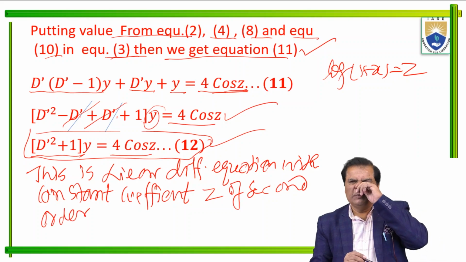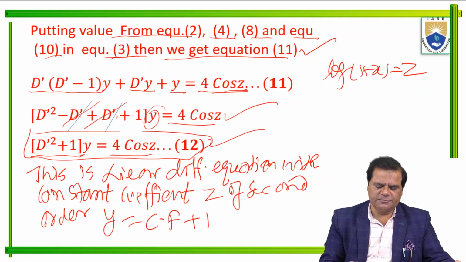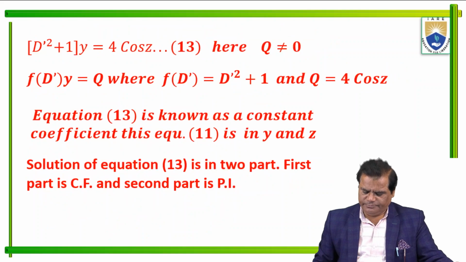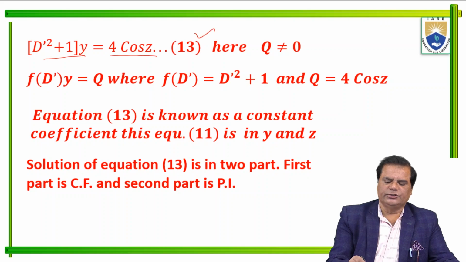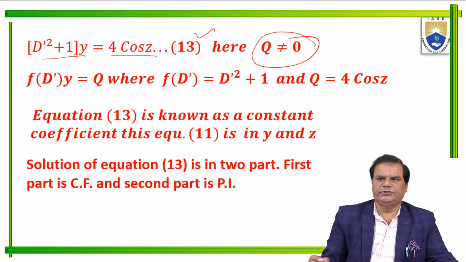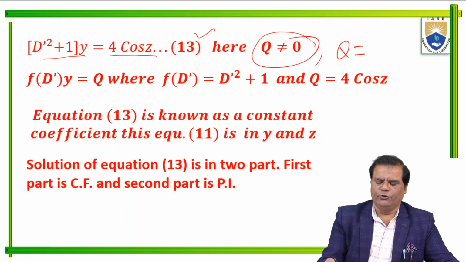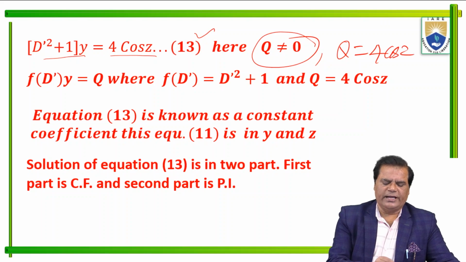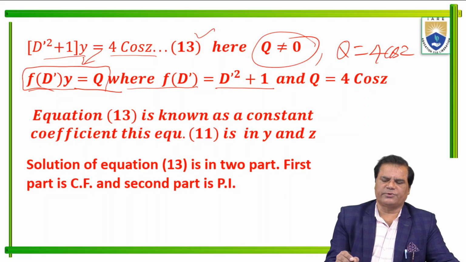Now we can solve with the help of CF plus PI. We apply the formula y equals CF plus PI. So D'² y equals 4 cos z. This is equation 13. Here Q is not 0; Q is 4 cos z. This equation is of the type f(D')y equals Q, where f(D') equals D'²+1 and Q is 4 cos z.